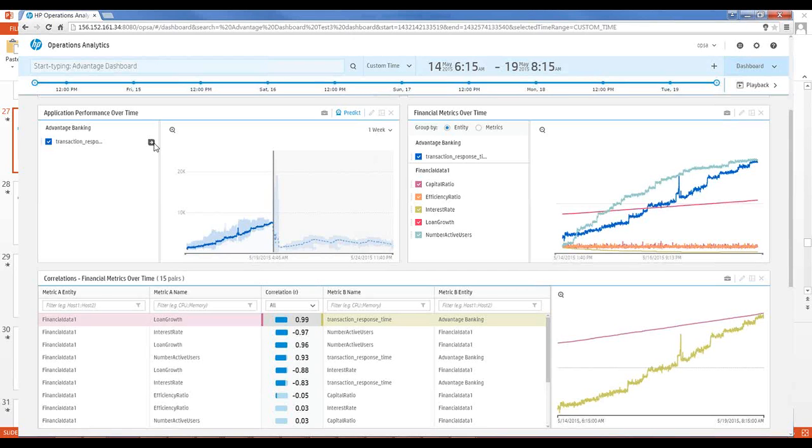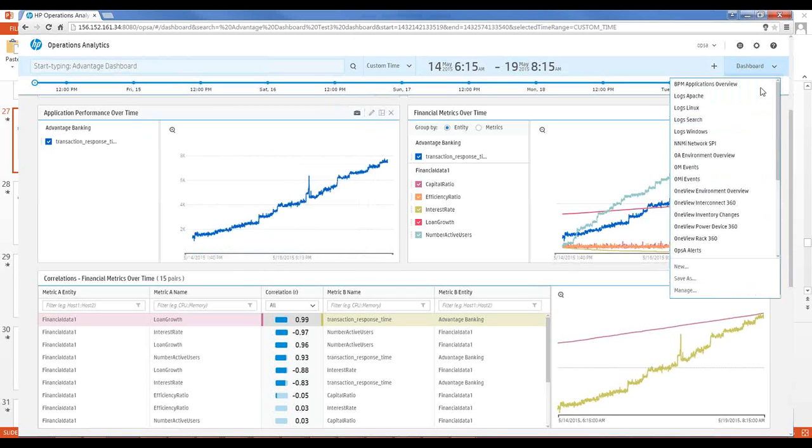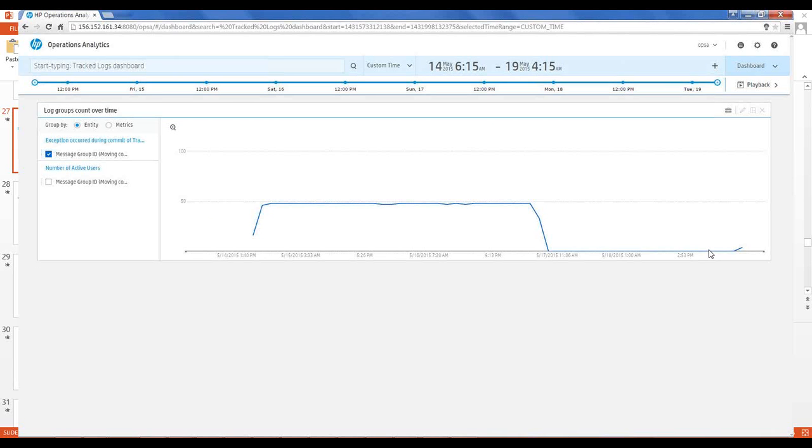Now she just needs to make sure that if this problem happens again, she will be alerted on that as soon as it happens. So in order to do that, she's going to a specific dashboard here, and she's going to the track logs. Remember, we tracked this log message, so now we are going to the track logs out-of-the-box dashboard, and we can see the metric that was created on top of our log message.